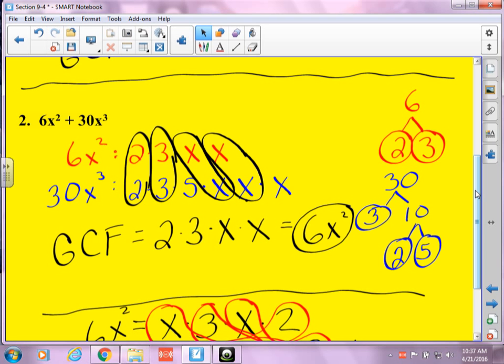So 5, he doesn't have a partner. And you go, well, where do those go? Like, what about the 5 and what about the x? Where do they go? I'll show you that later. Okay, we're not going to do that right now. Right now, they're just asking me to find greatest common factor. Yep?